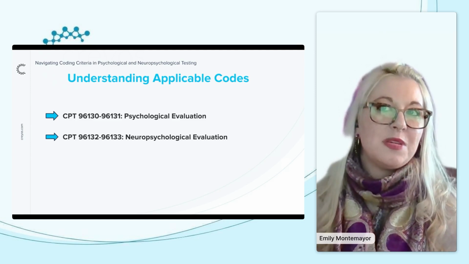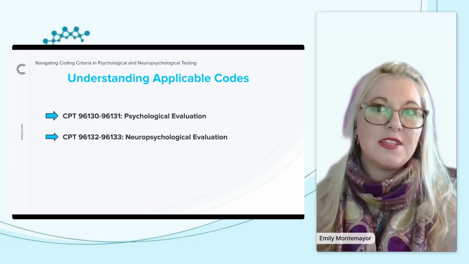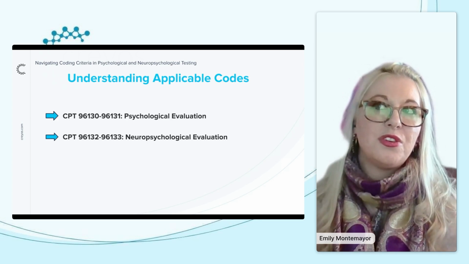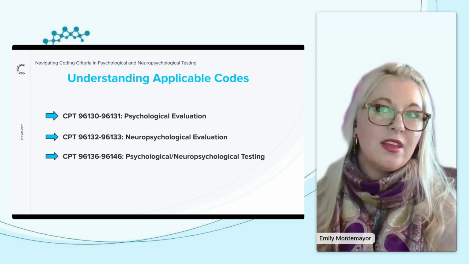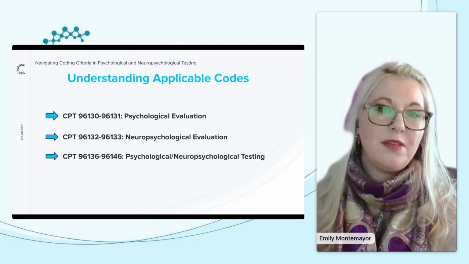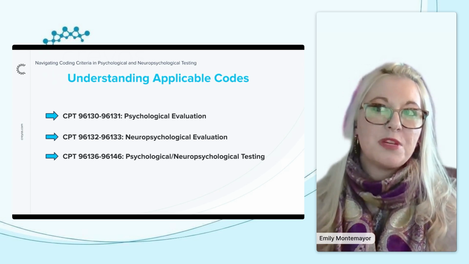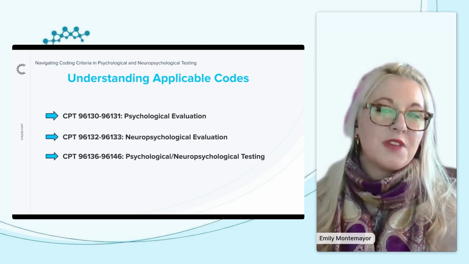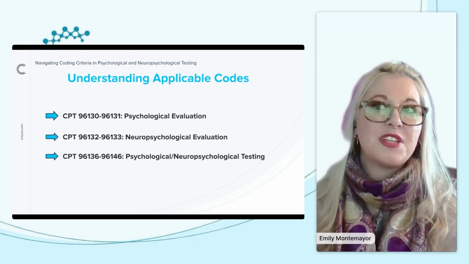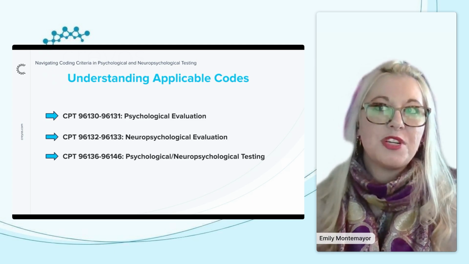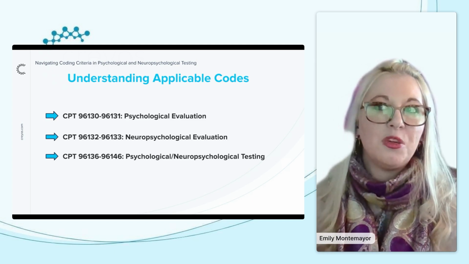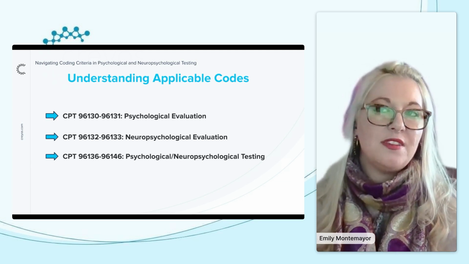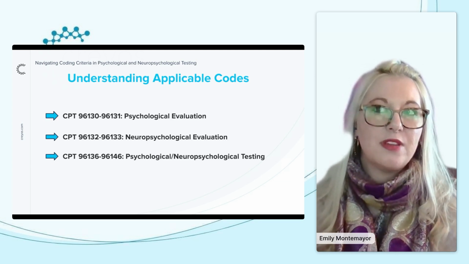Finally, we have CPTs 96136 through 96146. These are used for psychological or neuropsychological testing. These are specifically test administration codes, which apply to both psychological and neuropsychological testing. These codes vary based on factors such as the individual who's administering the test, such as a provider, QHP, or technician, and the number of batteries or tasks involved, and the method of administration.